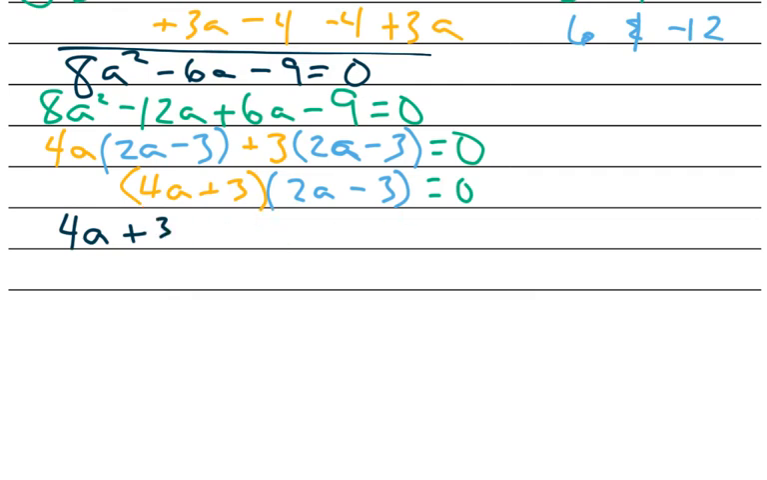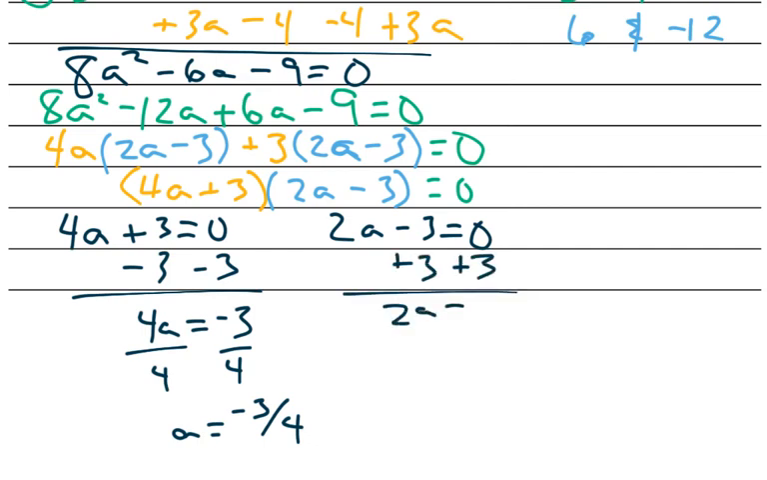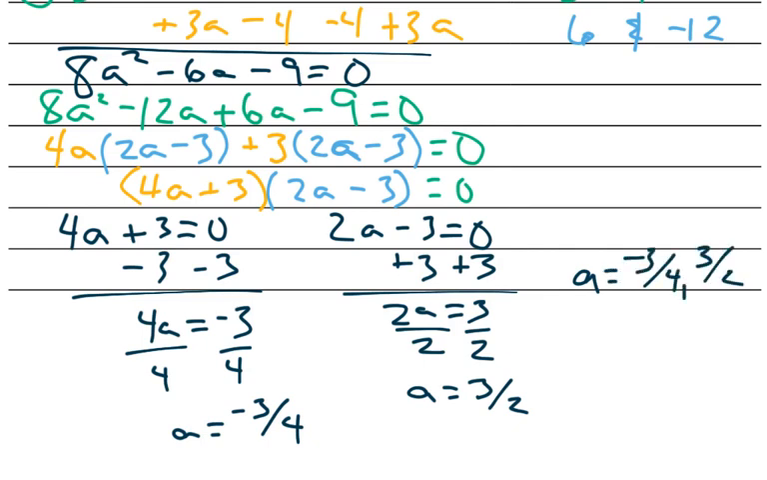So 4a plus 3 is 0, or 2a minus 3 is 0. And we can solve these. The left value I get is negative 3/4. And depending on how comfortable you are with these, maybe you stop showing that work later on. Add 3 to both sides of this one, and I would get a is 3/2. So when I summarize this, I would have a is equal to negative 3/4, comma, 3/2.